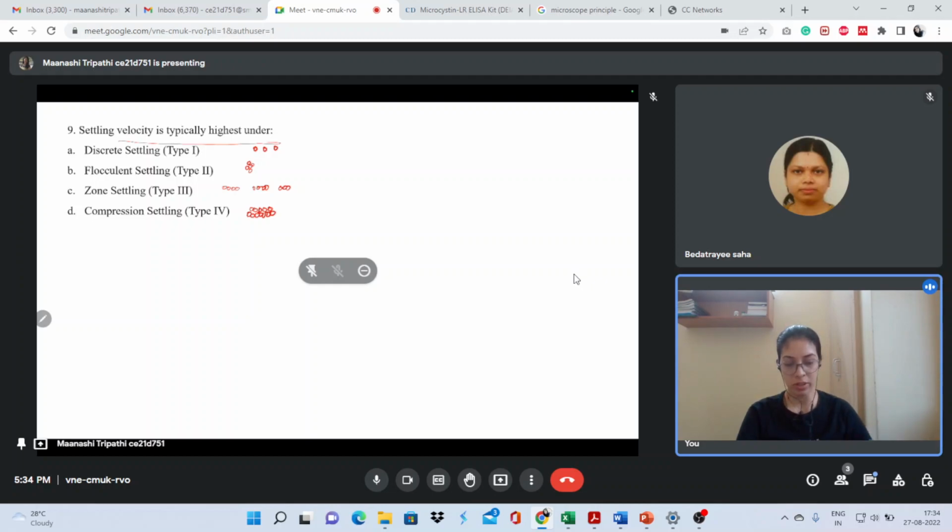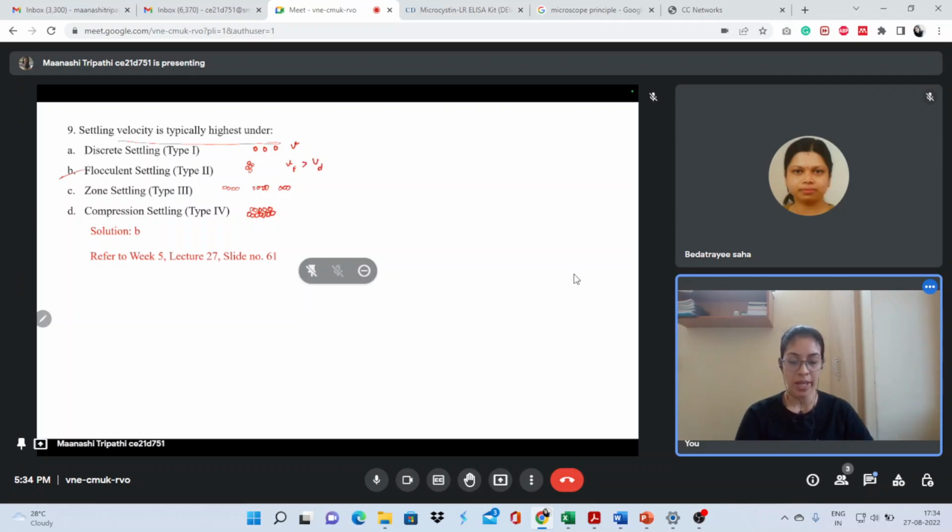We'll see the solution. So the solution is B, flocculant settling. Why will this be highest? In discrete settling, particles are settling, and we take it as reference. In flocculant settling, since many particles are combined, their specific gravity increases. So sometimes the speed of flocculant will be higher than discrete.